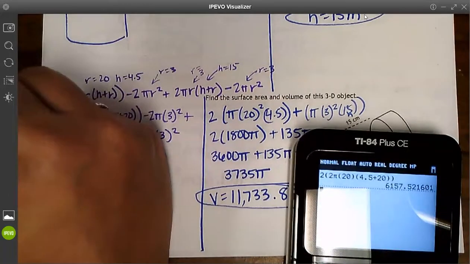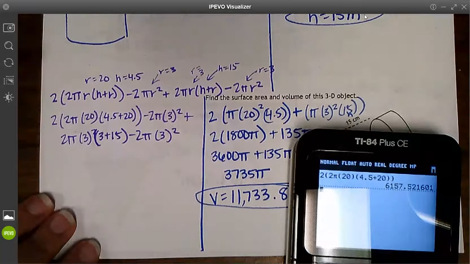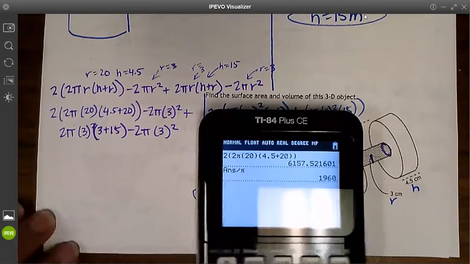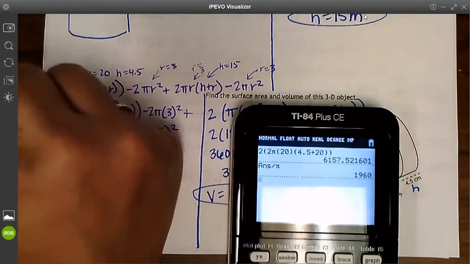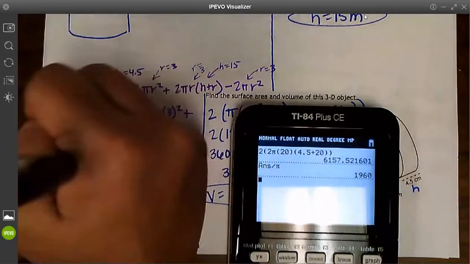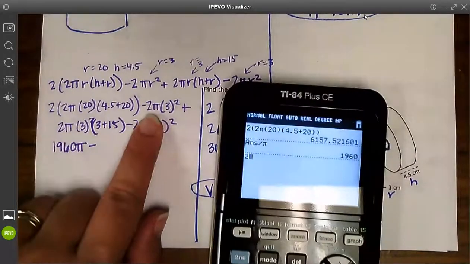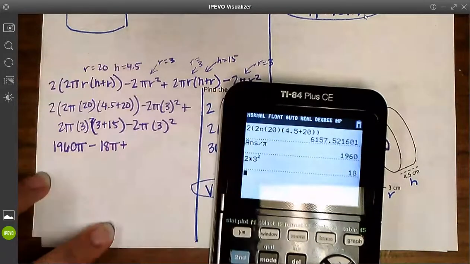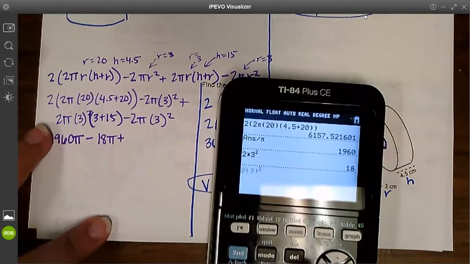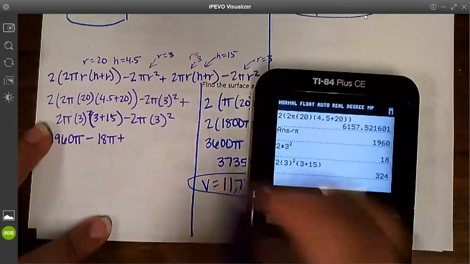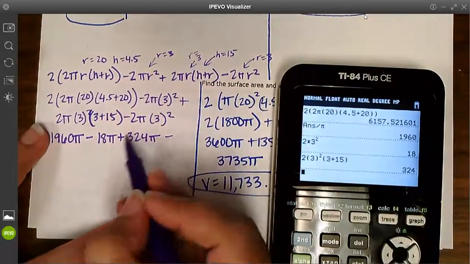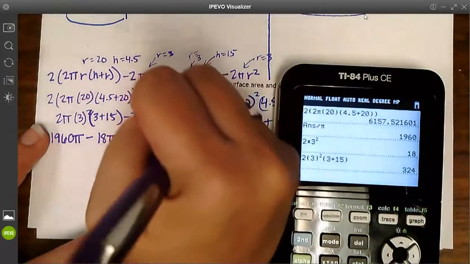6,157.5. This might be easier if you don't do pi until the end. So I'm going to undo this one, divide this by pi. And I have 1960 pi for the first piece, minus 2 times 3 squared is 18 pi, plus 2 times 3 times 3 plus 15. So multiply everything together except for the pi. 324 pi, minus, again, the same thing here, 18 pi.